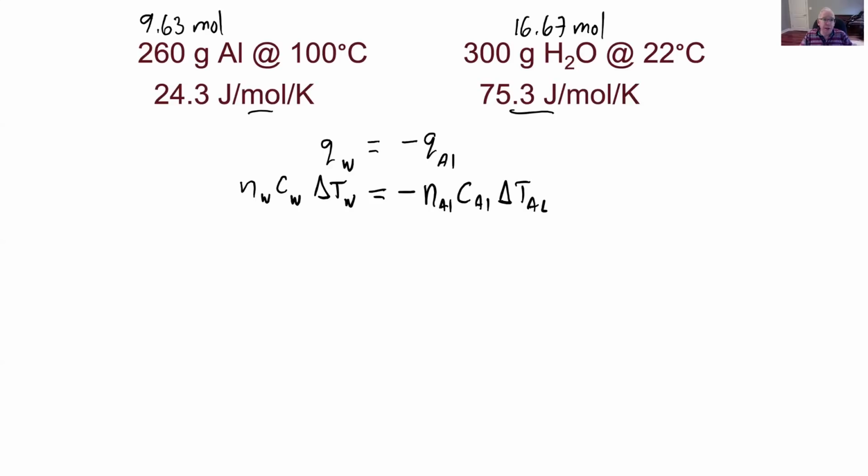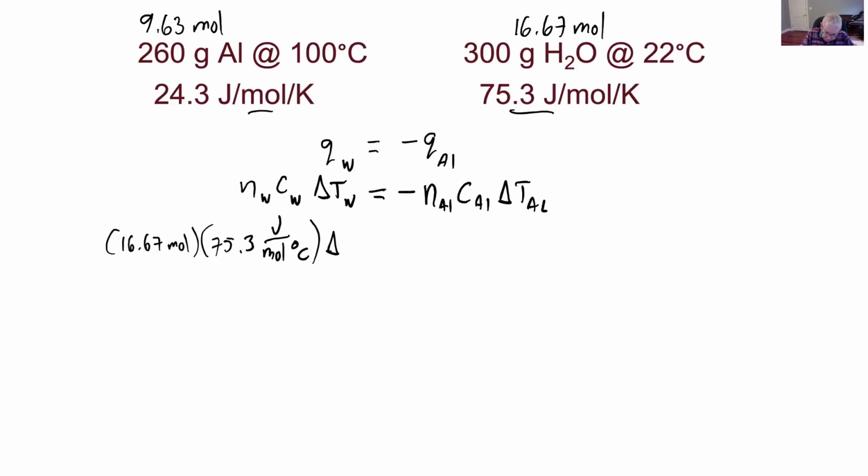What I'm going to do then is I'm going to say that if I just put in numbers for things here, I suppose, my water numbers, oh, I have them crossed up, so I have to be careful here, but my water numbers say 16.67 moles, 75.3, that's in joules per mole. I'm going to change it to degrees C. And again, I can do that because it doesn't really matter because they're going to be the same number.